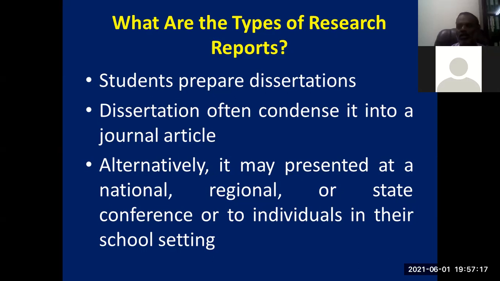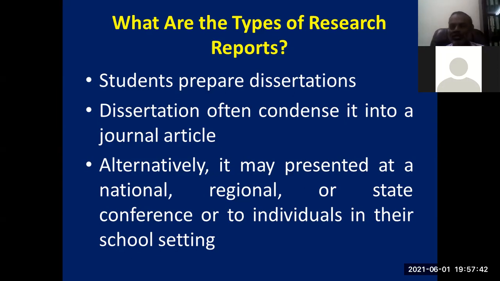As a student, you are preparing a dissertation; that is your primary responsibility. Once you complete your primary responsibility of preparing the dissertation, then that dissertation is going to be converted into a journal article. As part of your academic purpose, you are going to make your dissertation fit into a journal article. That is the second step.